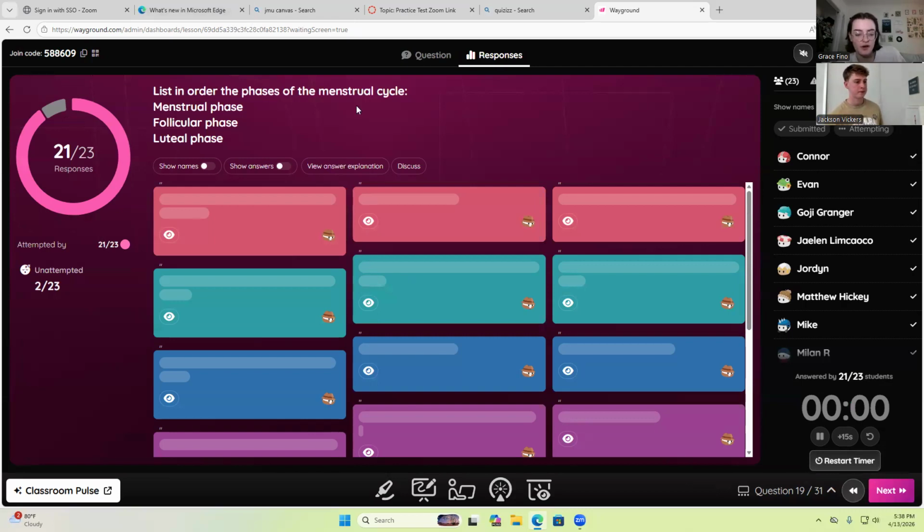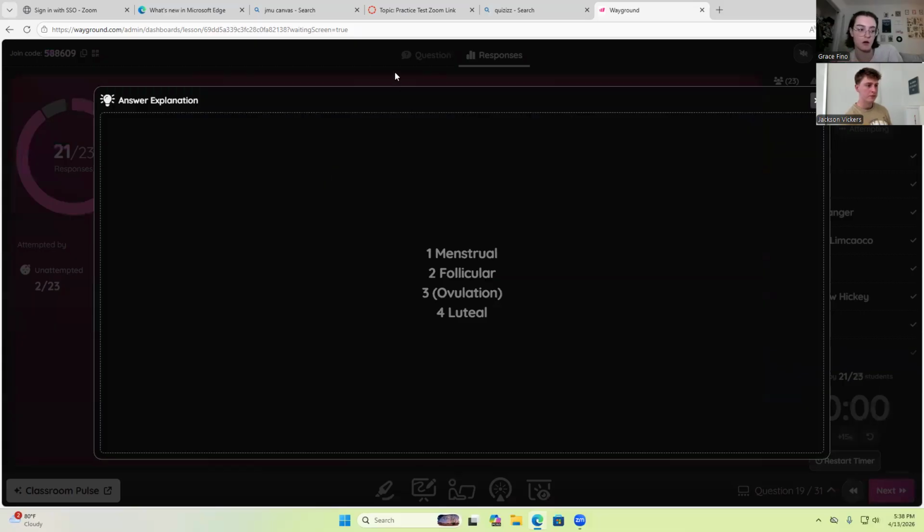Okay, so ignore the grading, but the correct order for specifically the menstrual cycle as a whole, combining the uterine and the ovarian cycles, is the menstrual phase, the follicular phase, and the luteal phase. And then ovulation is also in there.